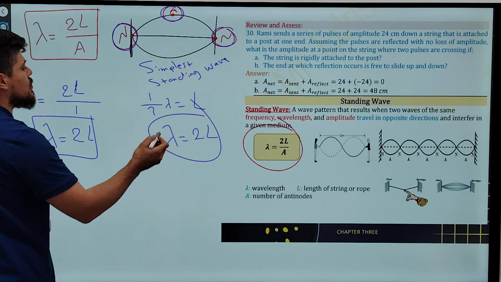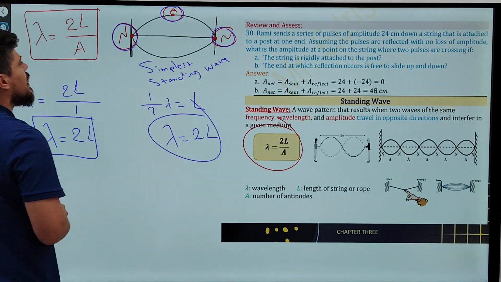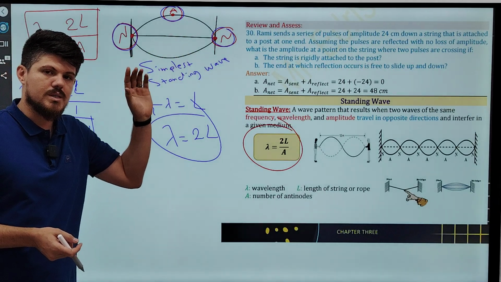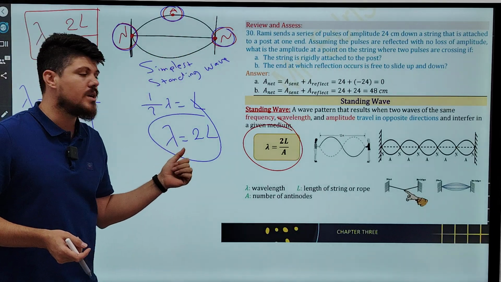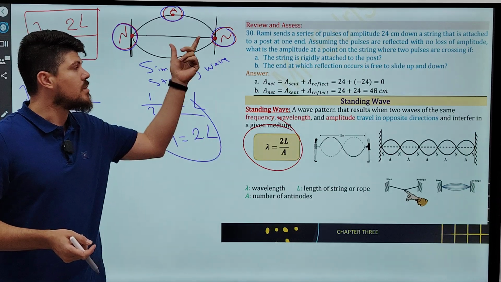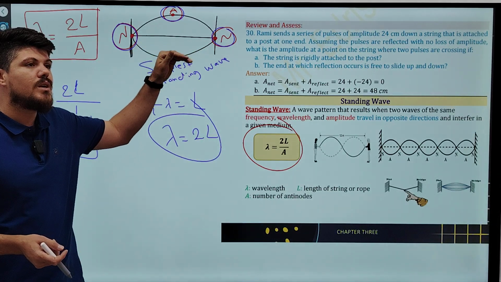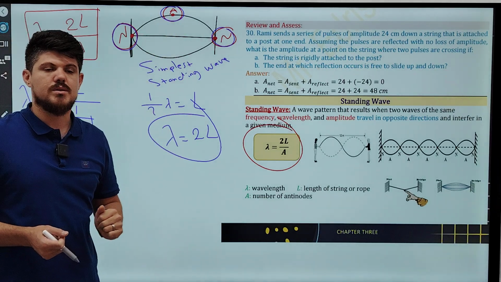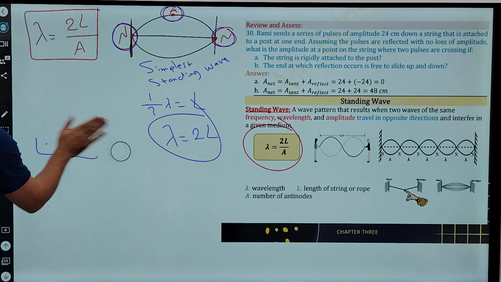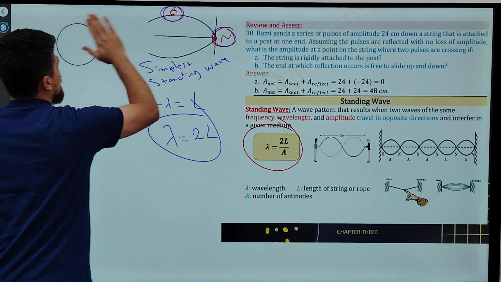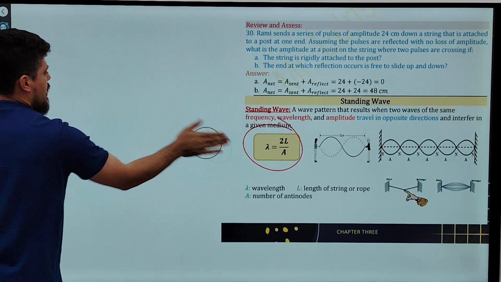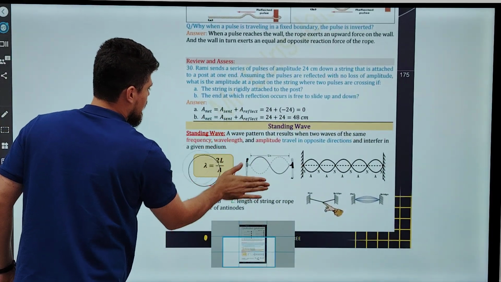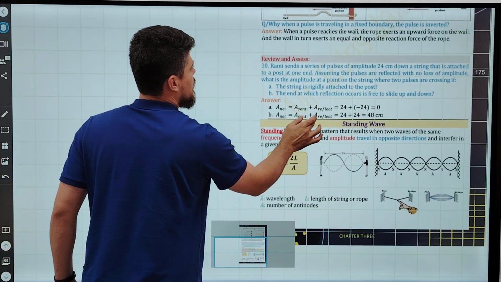When is the wavelength equal to twice the length of the string? If the string vibrates with one antinode and two nodes. Once again, listen to me please. When is the wavelength equal to 2L, twice the length of the string? You have to say when the string vibrates with how many antinodes? One antinode. How many nodes? Two nodes. Okay? So this is the simplest standing wave that occurs in a string. Now I'm going to explain in detail how to find the wavelength of the other cases.